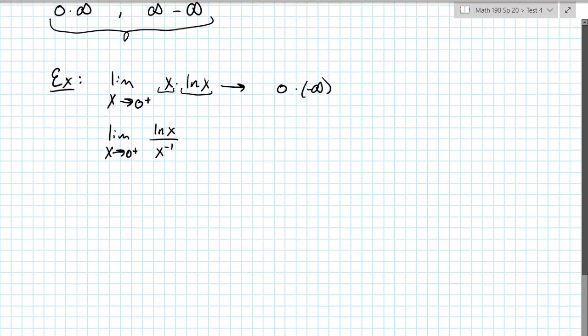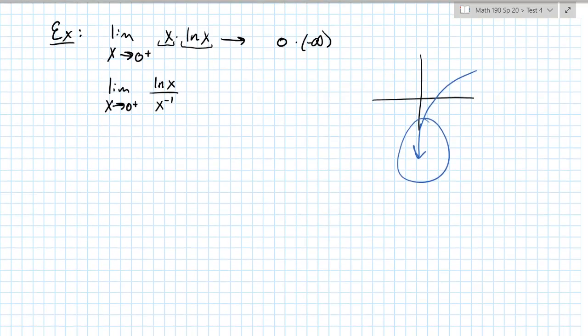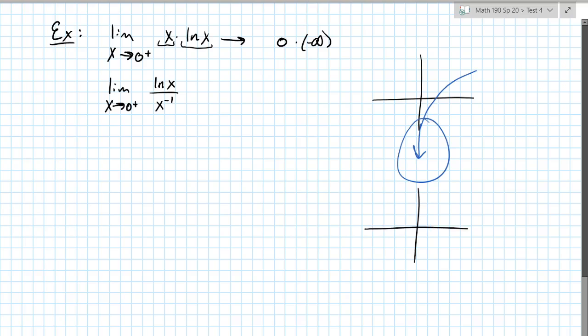And now when we think about this top function, we're thinking about the ln of x. As x approaches 0 from the right, we see it's going to negative infinity, and 1 over x, we know that function looks like this, and as x approaches 0 from the right, it's going to positive infinity. So this is an infinity over infinity type of indeterminate form, which we can use L'Hopital's rule.